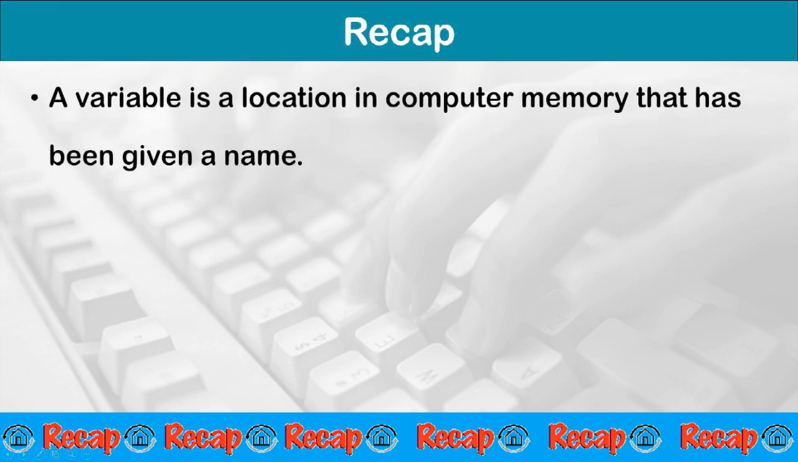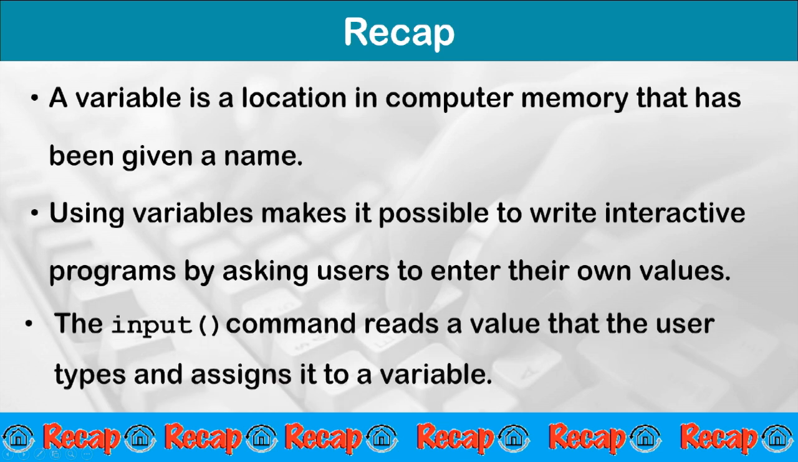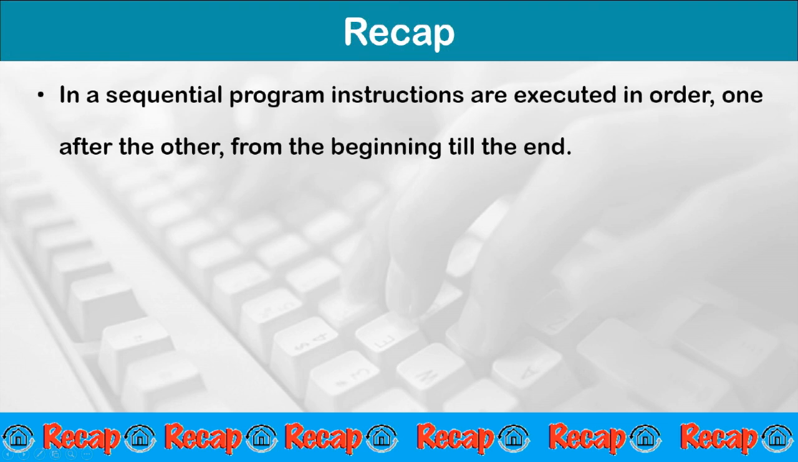We learned that a variable is a location in computer memory that has been given a name. Using variables makes it possible to write interactive programs by asking users to enter their own values. The input command reads a value that the user types and assigns it to a variable. In a sequential program, instructions are executed in order, one after the other, from the beginning till the end.